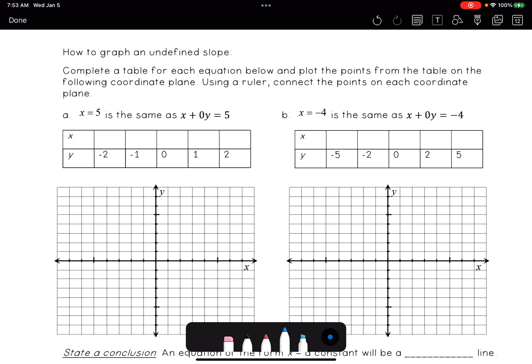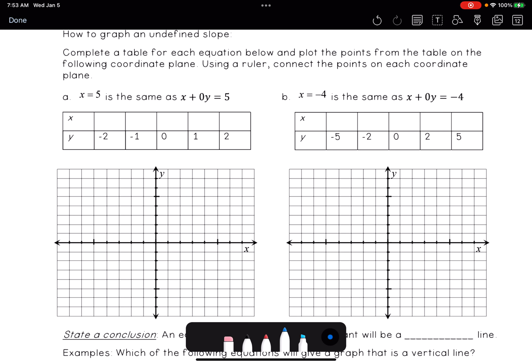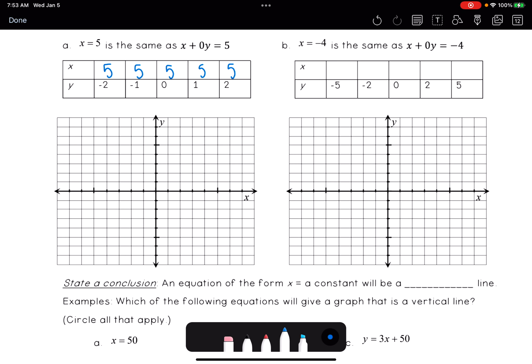Let's try it one more time now with an undefined slope. So to create a table for the equation below, then we're going to plot the points and connect them. So x equals 5. This looks a little different. Now it's saying no matter what, x is 5. So plug into your table 5, 5, 5, 5, 5. Then over 5 down 2, over 5 down 1, over 5 0, over 5 1, and over 5 2. Now we're getting a vertical line because x is staying the same.